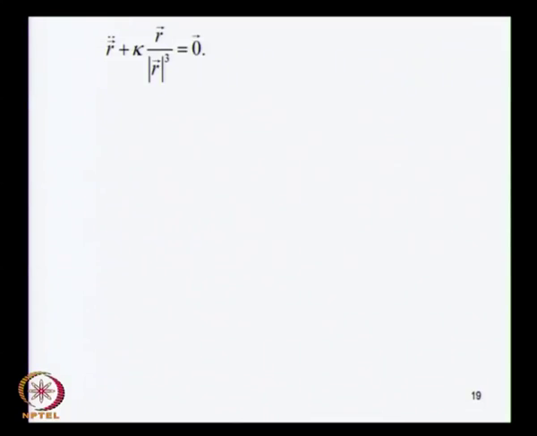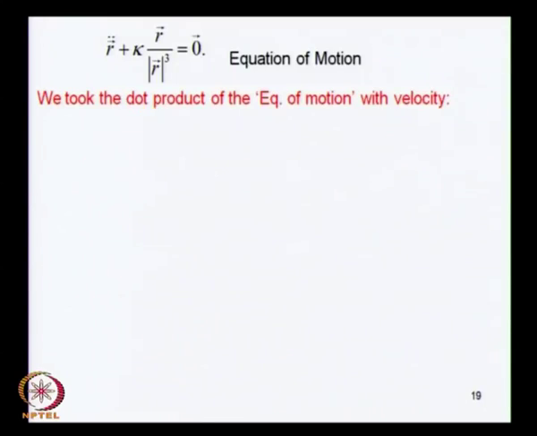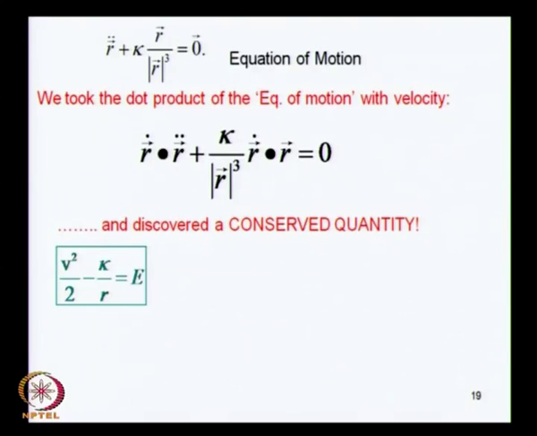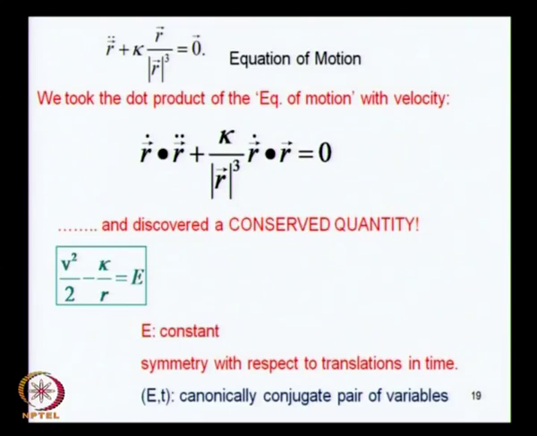Can we get other conservation laws just by playing with the equation of motion? Okay. So here look at the equation of motion again, we have the equation of motion. We had taken in the previous case the dot product of the equation of motion with velocity, which is what led us to a conserved quantity, namely the specific mechanical energy.